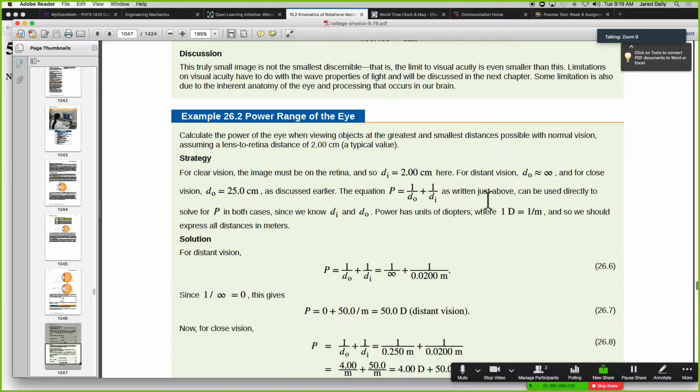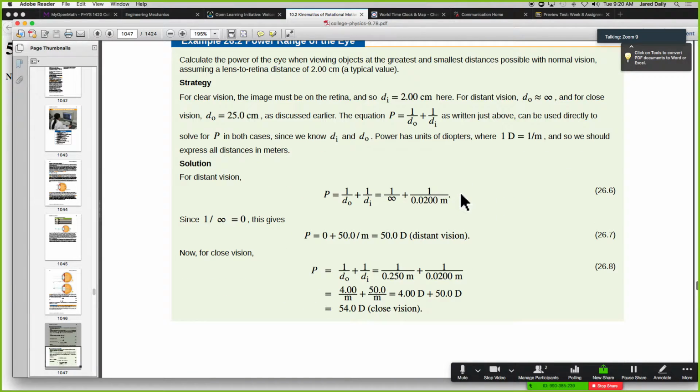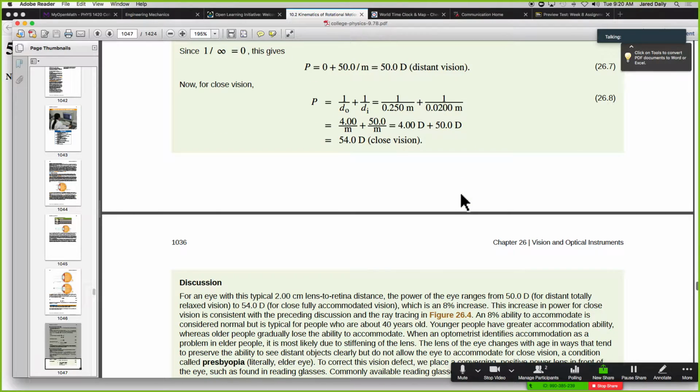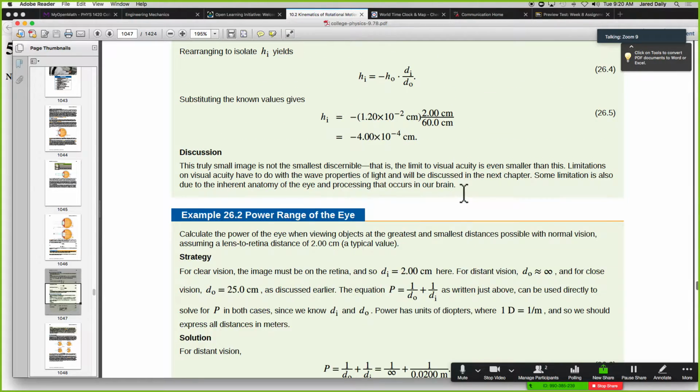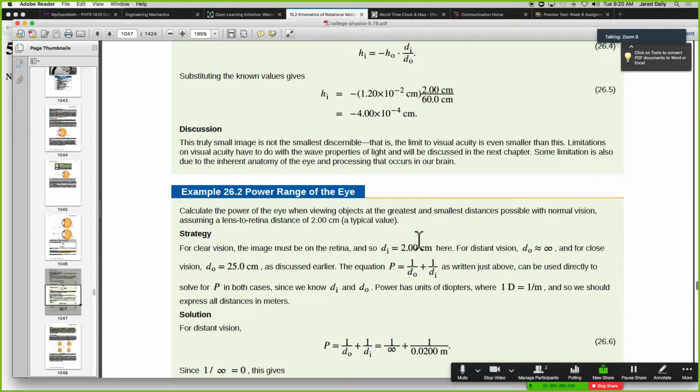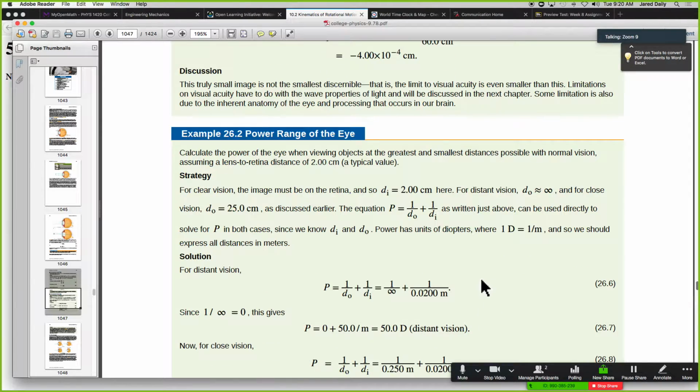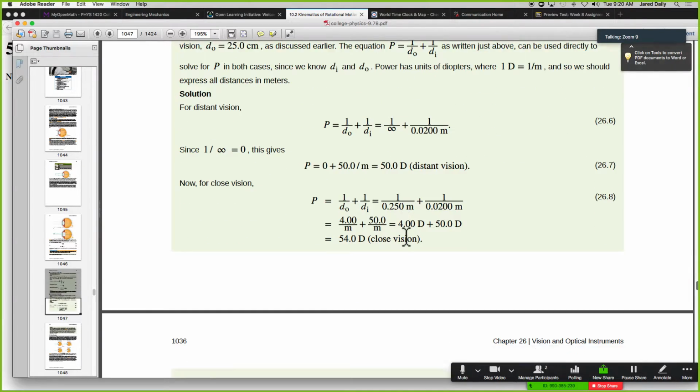But the equations that you use can be very much the same if you assume that all the focusing is at a single point. So in this case, they're assuming that all the focusing happens as soon as it enters the eye. And it works well enough to get some calculations out, and they do that here with the thin lens equation, or this is actually the lens maker's equation because it's power instead of 1 over focal length.